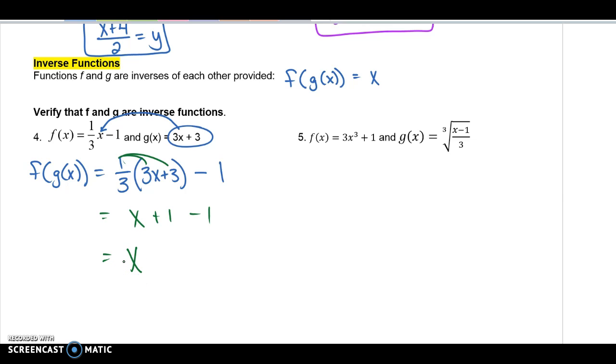X. If f of g of x results in simply x, that means that anything that was done to x by one function was undone by the other function, which means that they are inverses of each other.